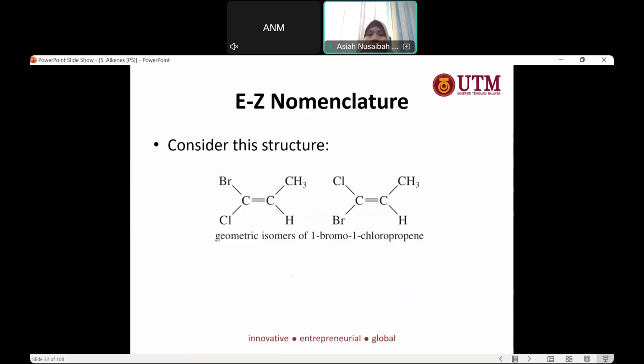Now we have a situation where we have a new naming, new cases. We have E-Z nomenclature. So how is that? We consider this structure. We have two structures here where we are considering halogen as well. So we have BrCl attaching to the first C, and then we have methyl and hydrogen attaching to the second C. Similarly, we have the same compound attaching to the first and the second, but the position of Cl and bromide here is in the opposite position already.